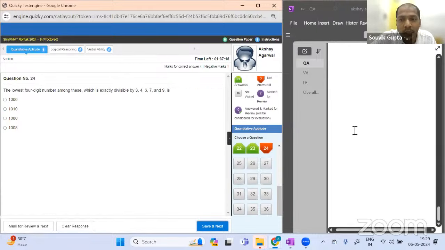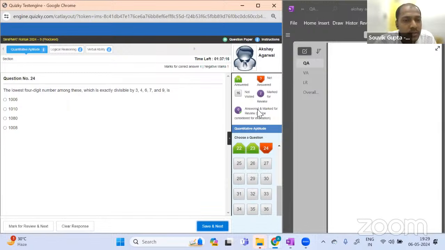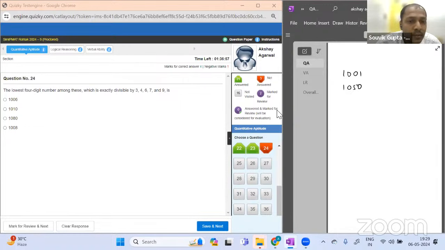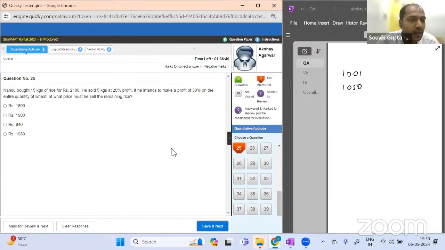Find the lowest 4-digit number among these which is exactly divisible by 3, 4, 6, 7, and 9. So I don't need to check for 6 and 3, just 9, 4 and 7. I know 1001 is a multiple of 7, I'll use that fact to my advantage. 1050 is also a multiple of 7. With this knowledge, for divisibility by 7, there's only one number. Is it divisible by 9? Yes. Is it divisible by 4? Yes. The correct answer is option D.